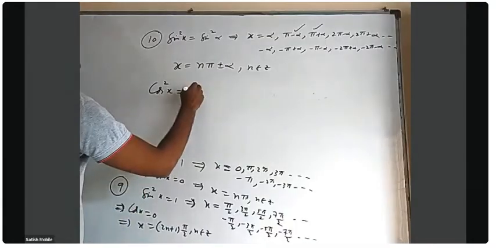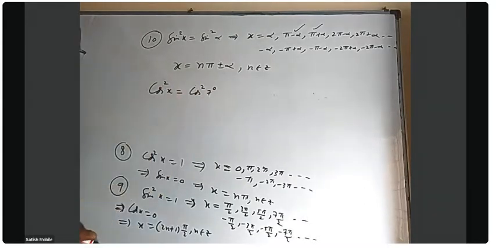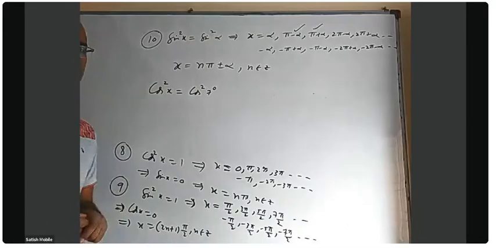Right? Okay, let's say cos square x is equal to cos square 7 degrees. Now, what are the different solutions for x?